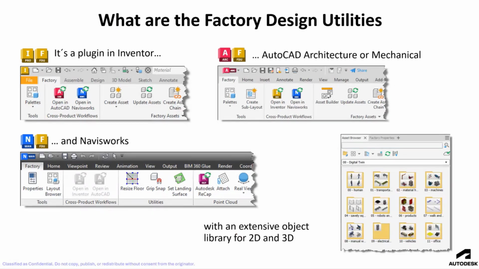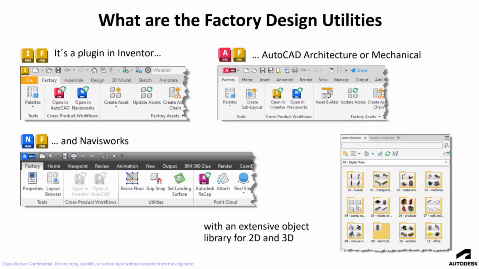And what are the Factory Design Utilities? In the earlier video, you saw that AutoCAD has libraries of machines and conveyors. Where do all these libraries come from? They come from the Factory Design Utilities. Factory Design Utilities works inside AutoCAD, inside Inventor, and inside Navisworks. You can assume it as a plugin for all these three.